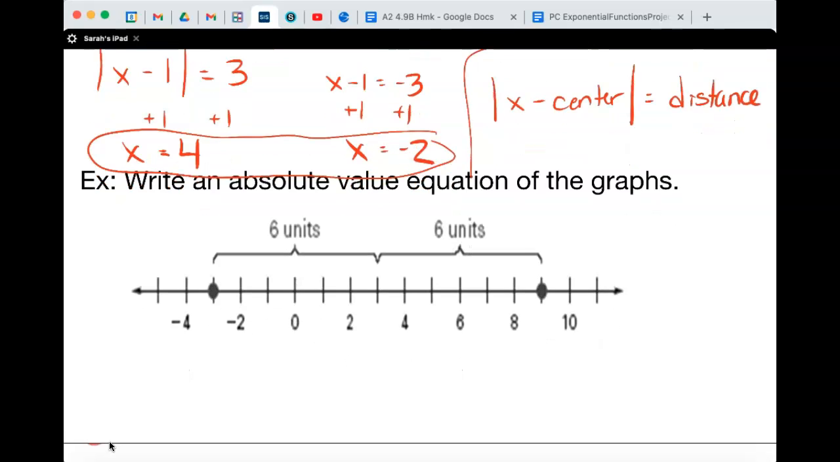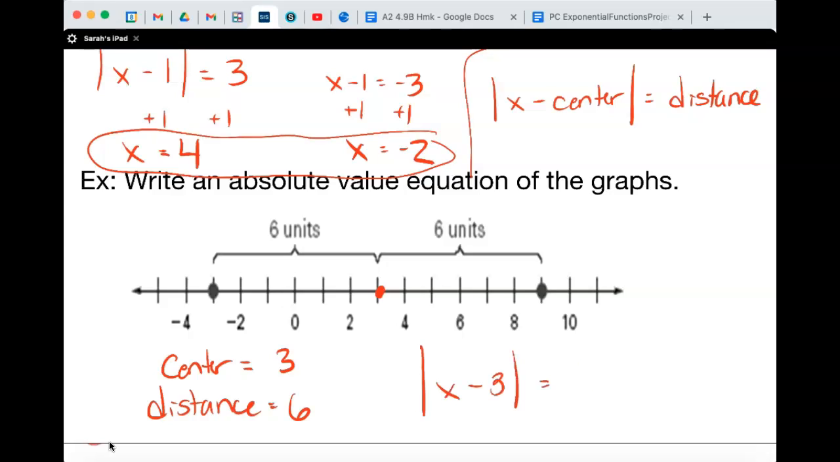So in this case, what is the center and what is the distance? 3? Yeah. So then I would just write it as absolute value of x minus 3 equals... So how do you find the distance? Is it just from like negative 3? Yeah. So it's the distance from the center of the point to like one of the endpoints. So they gave us the 6. Or you could subtract 9 and 3 and get 6.